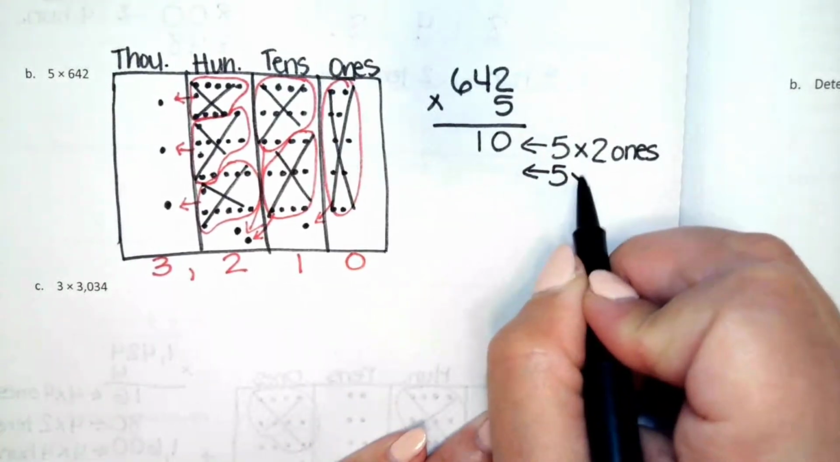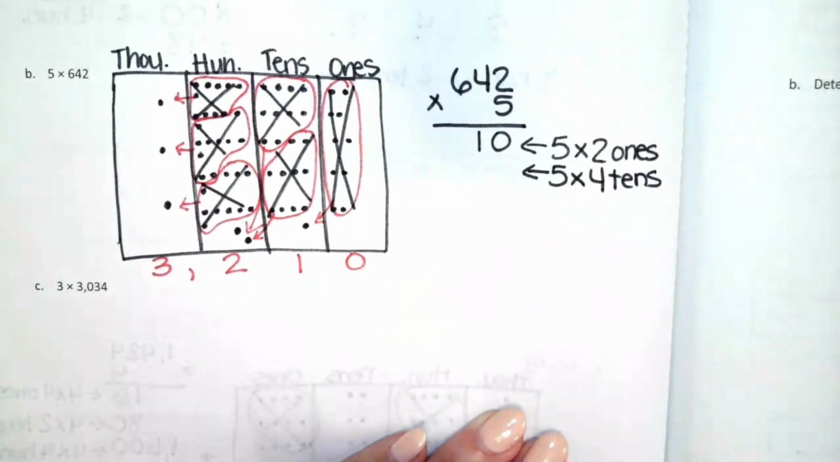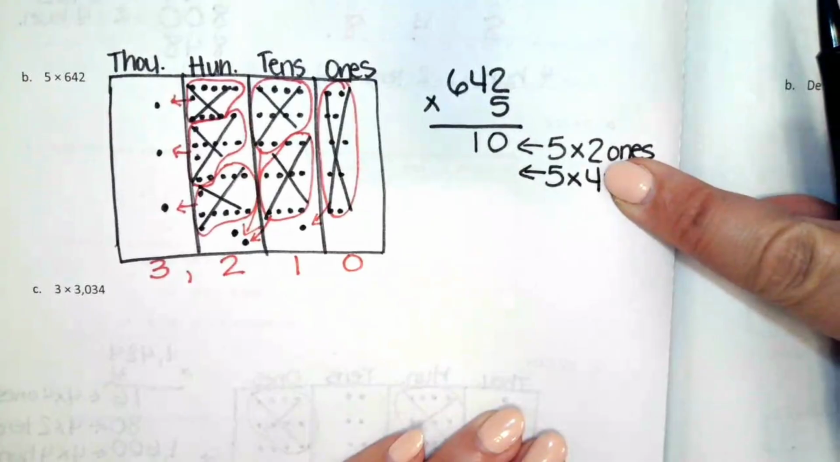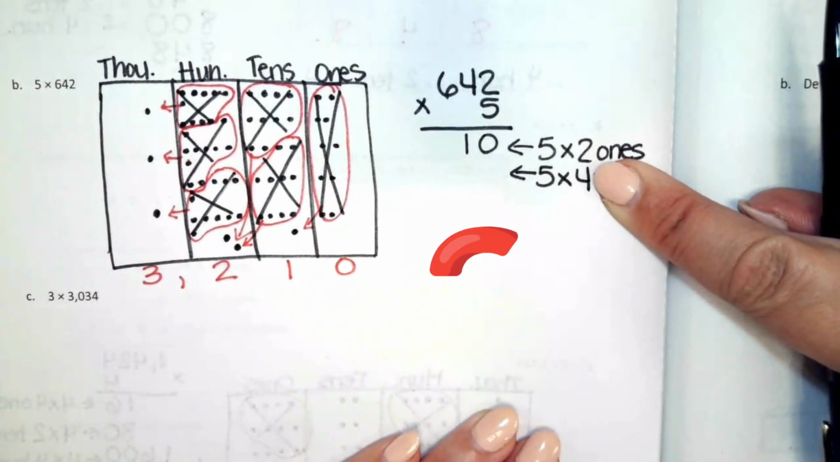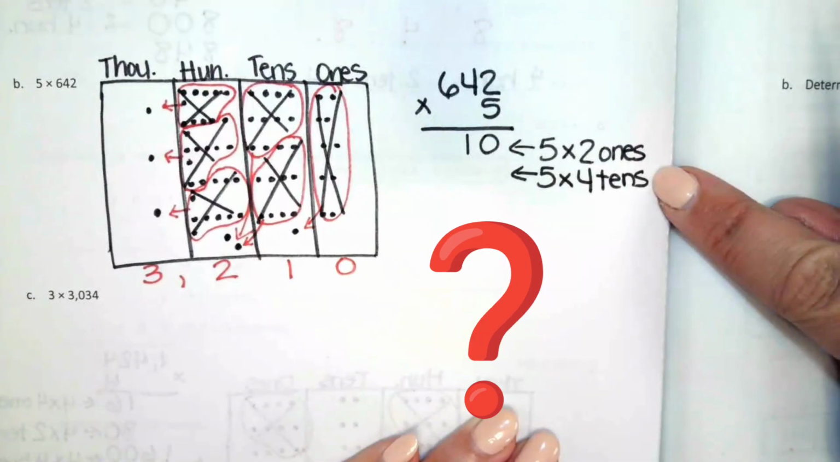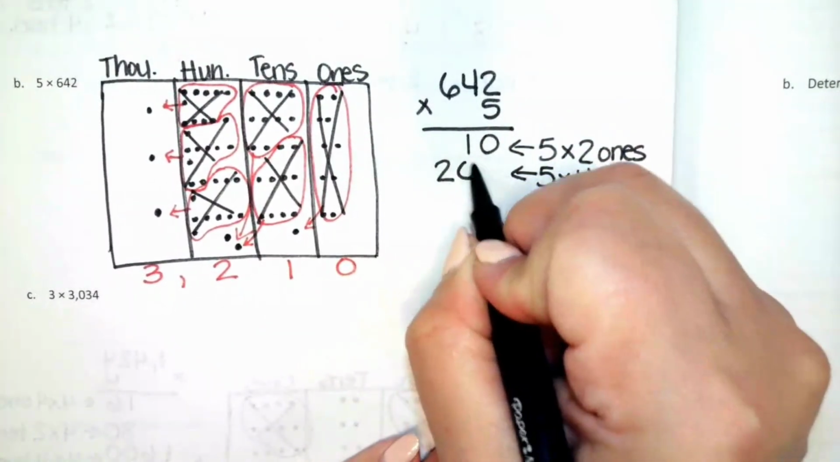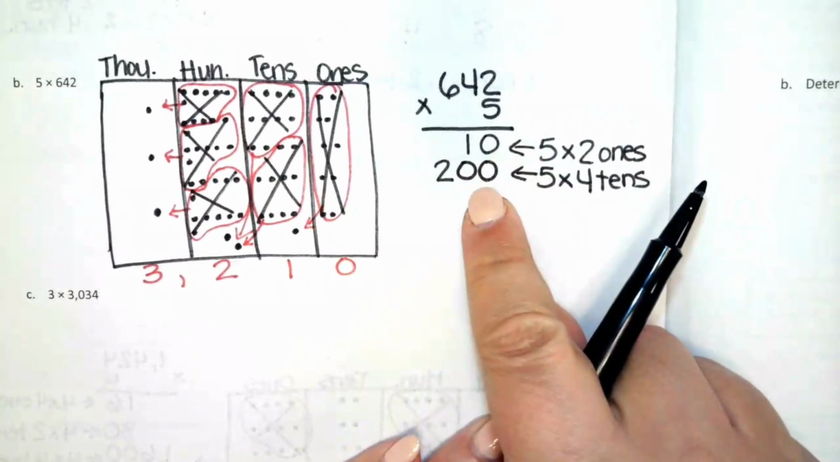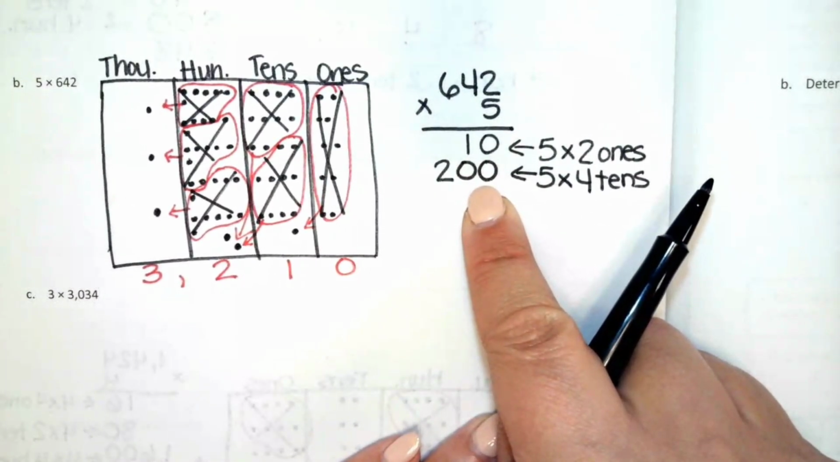Write that here. What's 5 times 4 tens? 5 times 4 is 20. What number is 20 tens? It would be 20 with another 0 on the end. So 20 tens is 200.